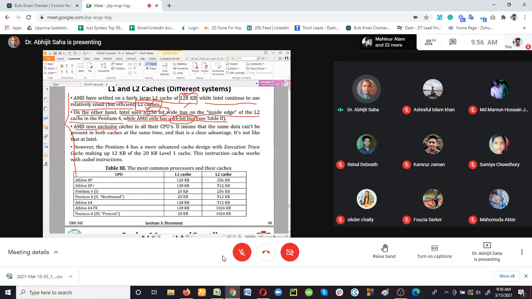AMD uses exclusive caches in all their CPUs. It means that the same data cannot be present in both caches at the same time, so common data is not going to be in both caches. That is a clear advantage, and it is not like Intel. This is the approach used, the exclusive caches, and that is possible for exclusive caches.